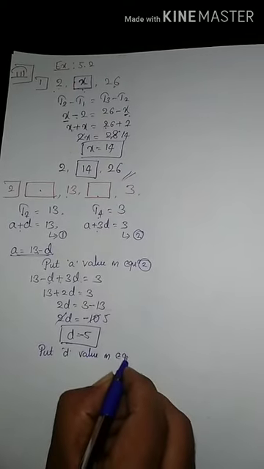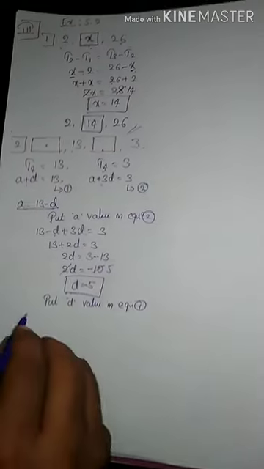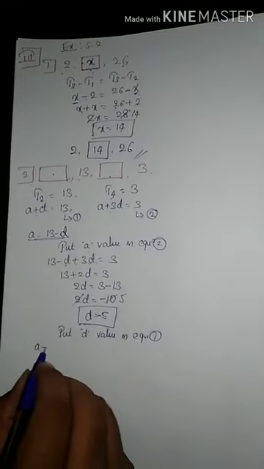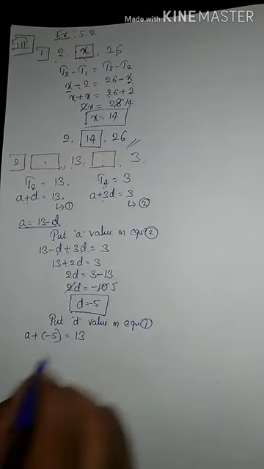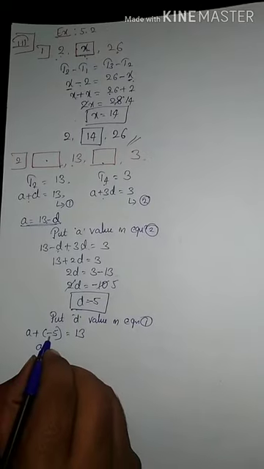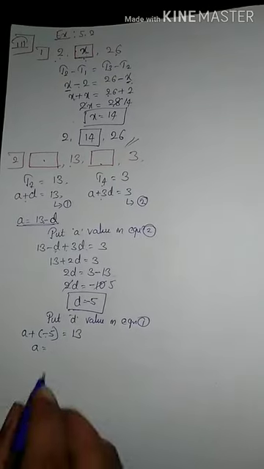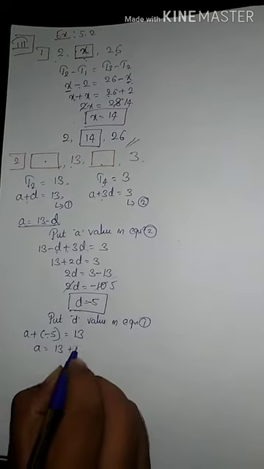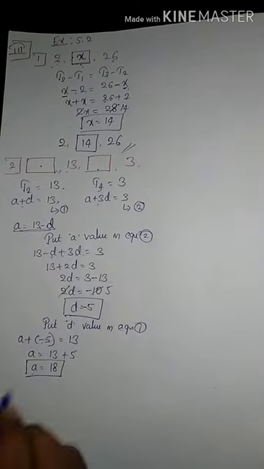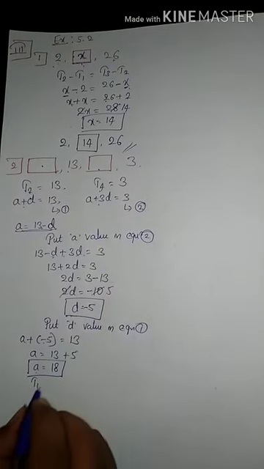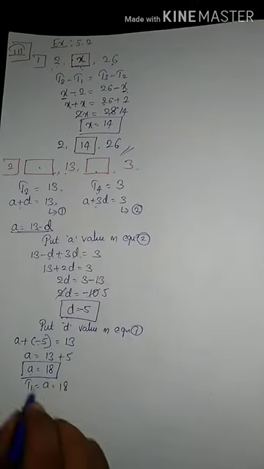In equation number 1, A plus D, means what? A plus minus 5 is equal to 13. This minus 5 moves to the right hand side and becomes plus 5. 13 plus 5. So A is equal to 18. This is the first term. The first term is nothing but T1, which is equal to A, which is equal to 18.